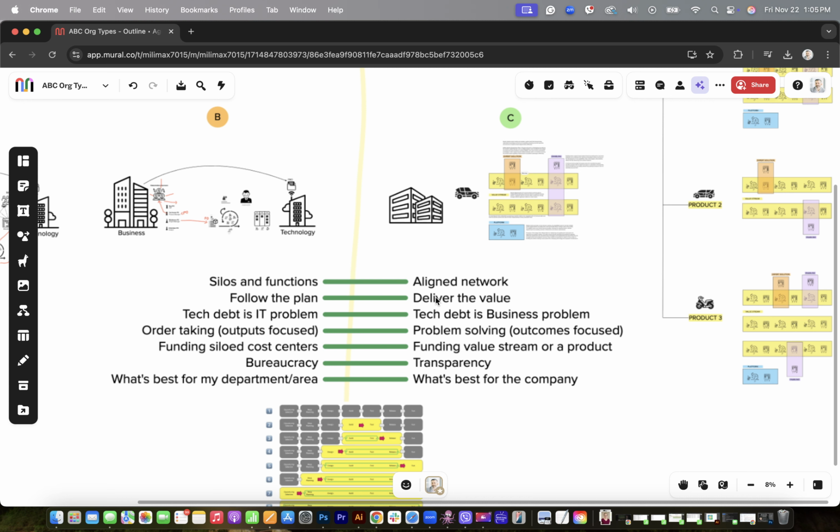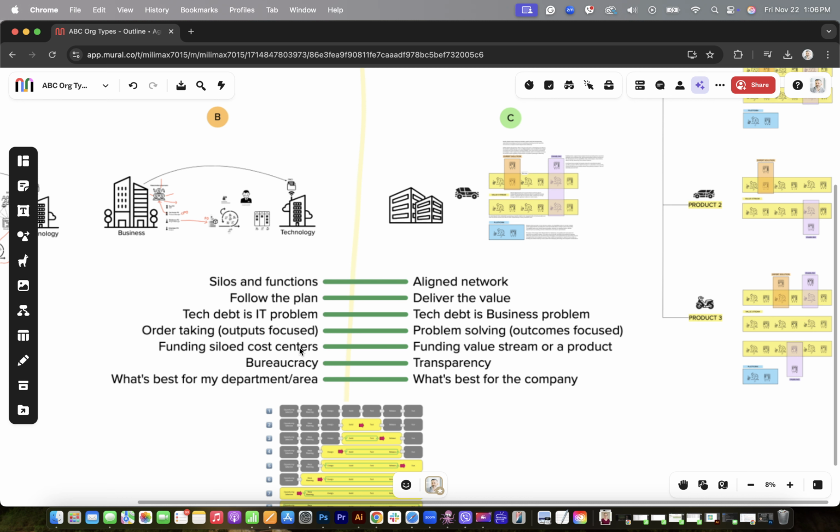In C, it's all about delivering value, customer value, business value, depending on how you define value. In A and B, technical debt is an IT problem. In C, technical debt is a business problem. We have product owners and everything else that comes with the A and B model, which is mostly about taking orders from others, and it's very output focused. In C, it tends to be more about solving customer problems, and outcome and impact focused.